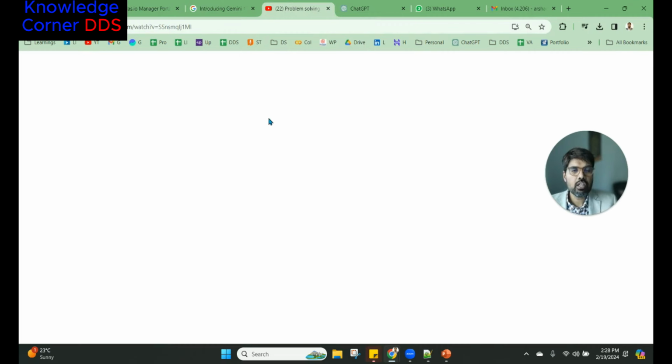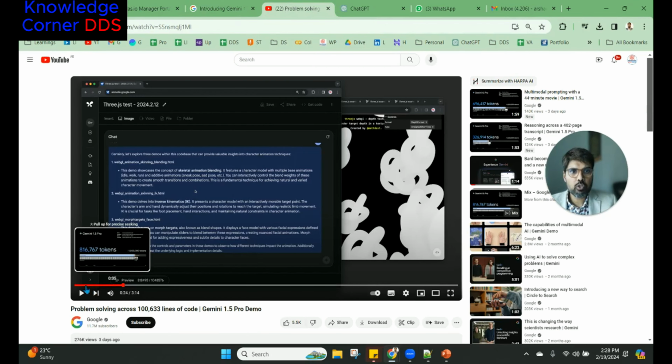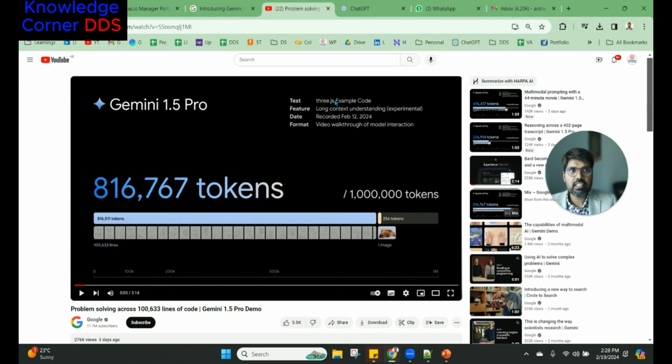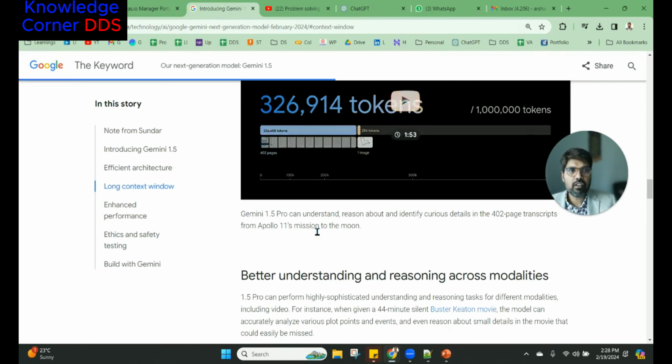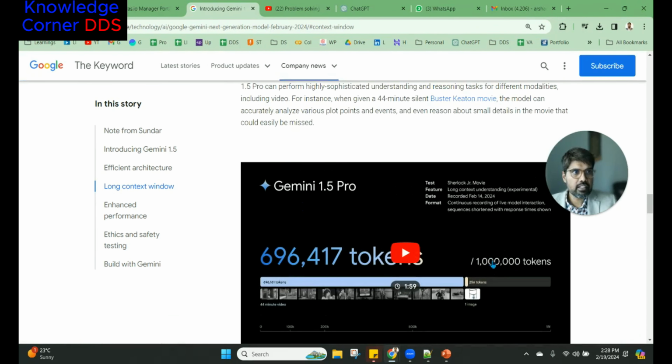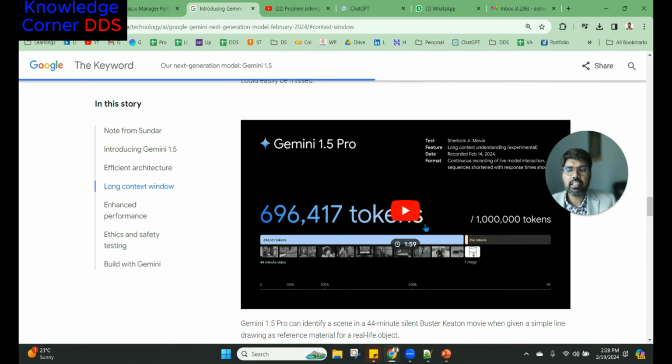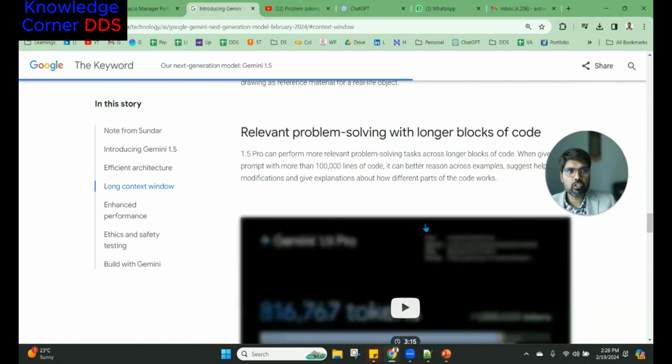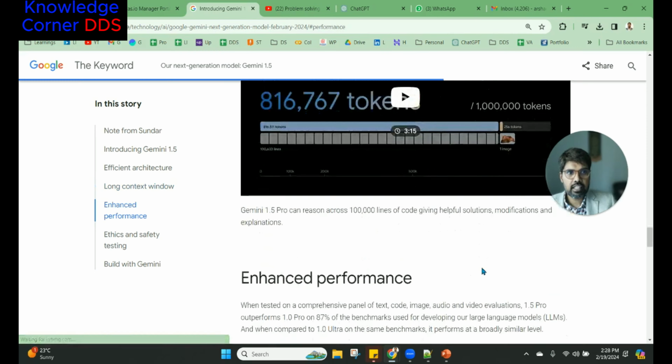There is also one more amazing video where they are problem solving with the three.js example code. This is around 100k lines of code, and they are trying to understand it and doing a video walkthrough of a model interaction, which is a 3 minute video with a lot of information. Gemini 1.5 is not open for access till now, but there are a lot of things it can do. It can do video, audio, problem solving, logical solving, and everything. These are the 3 examples that they have given.